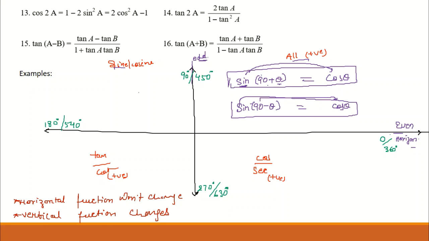Let me take another example. Sine 180 minus theta. 180 minus theta is in the second quadrant. In the second quadrant the function will be positive. The 180 is a horizontal line, the function won't change, so it will be positive sine theta. Let me take cos 270 minus theta. 270 minus theta is which quadrant? Third quadrant. In the third quadrant cos will remain negative, and 270 is a vertical line, and in a vertical line the function will change from cos, it will become sine.